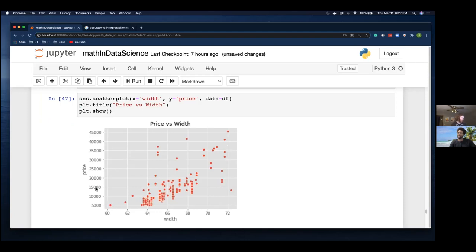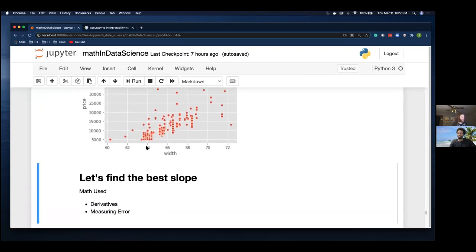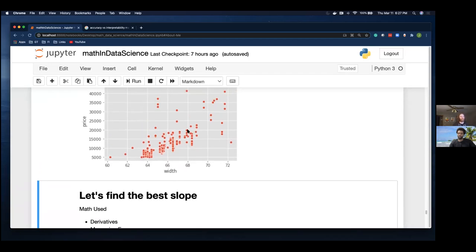So we see that I'm going to use width of the car to try and predict the price. And you see that there is a little bit of a relationship as the width increases. So as we go from here to there, the price kind of increases as well. It's certainly not a great relationship, but there is a relationship there. So how do we find what line would best fit this data?